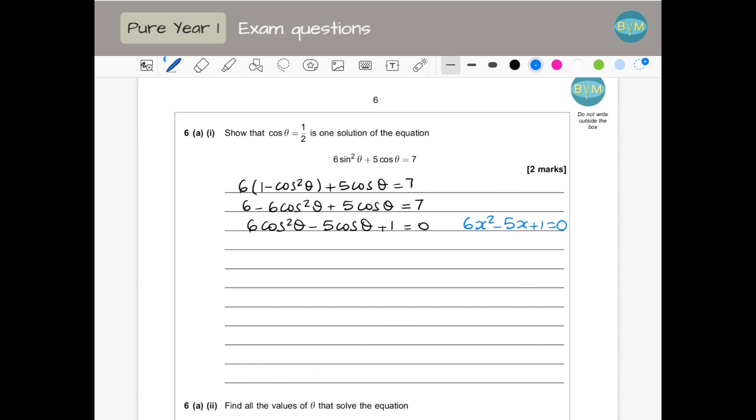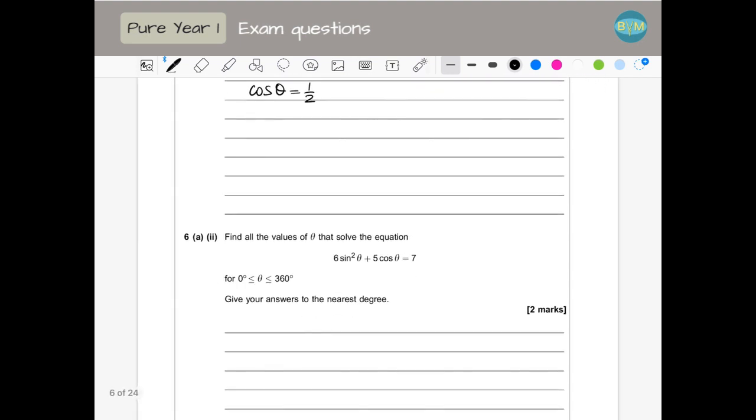So what we're going to do with this is factorize, and when we factorize, one of the solutions is going to be cos theta equals a half. So if we solve this quadratic, one of the solutions is a half. So cos theta is going to be 1/2. This is the first one.